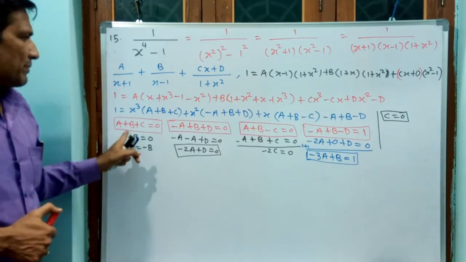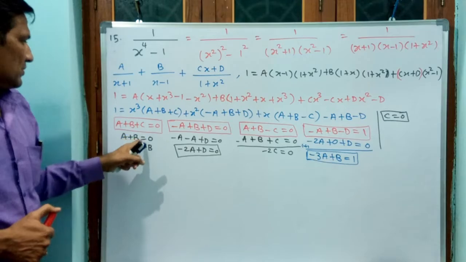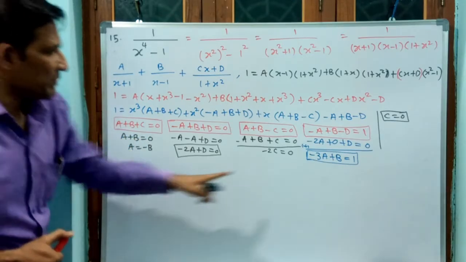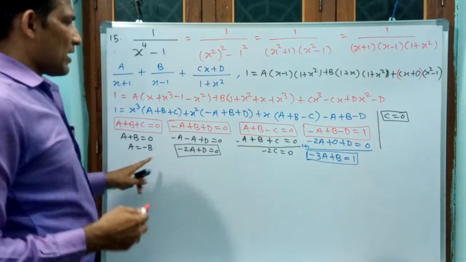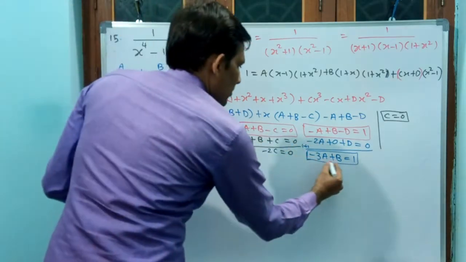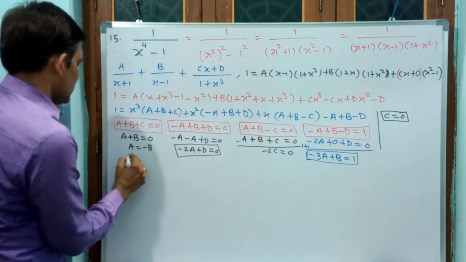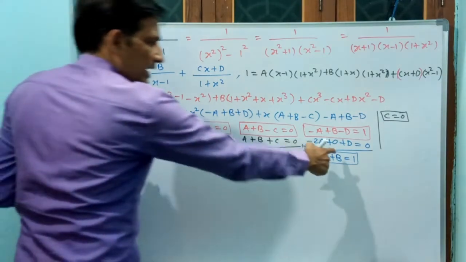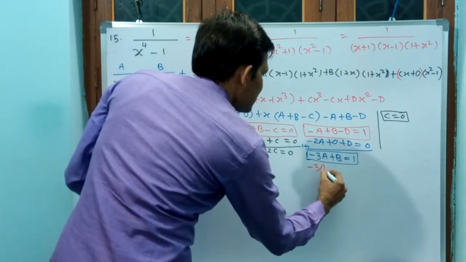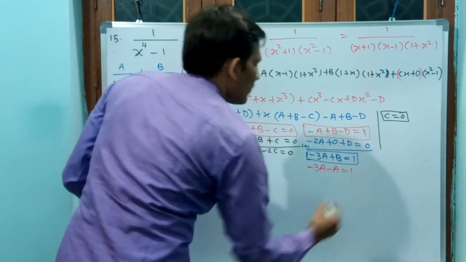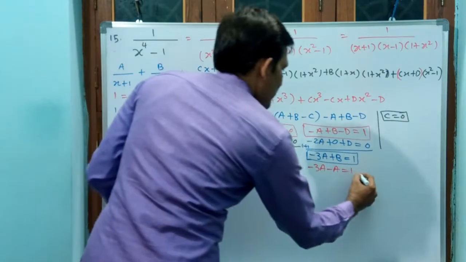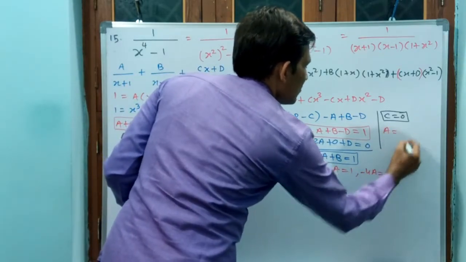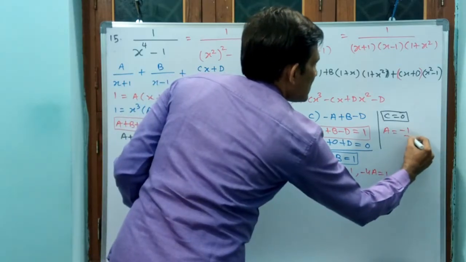What else can we do? a plus b plus c is equal to 0, and c is 0, so a is equal to minus b. Then you substitute a is equal to minus b, or b is equal to minus a. Write down, b is equal to minus a. Write b in place of this: minus 3a minus a is equal to 1. That means minus 4a is equal to 1, or else a is equal to minus 1 by 4.